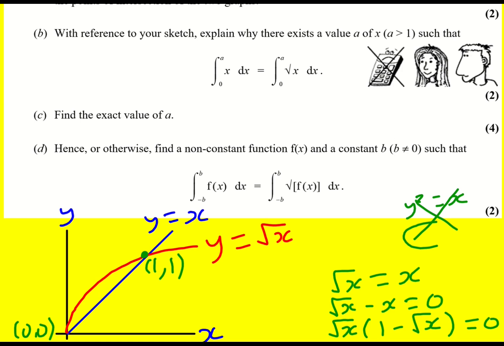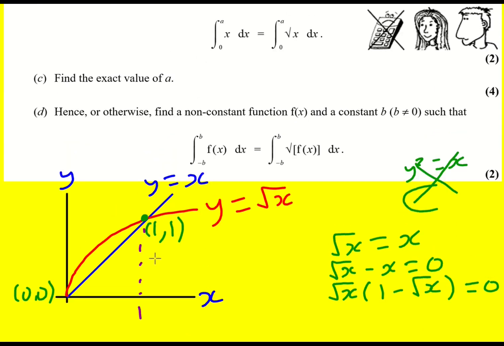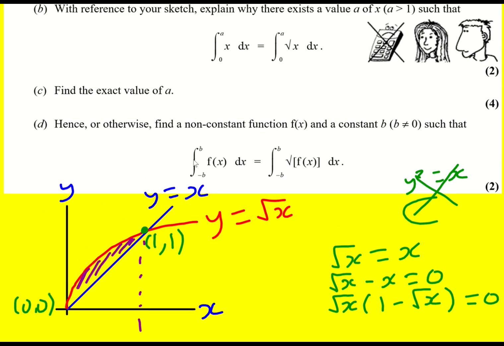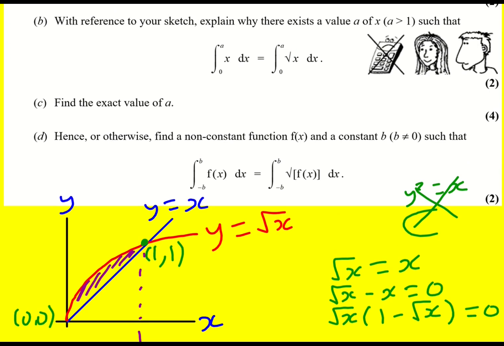We're then asked to look at our sketch, reuse it, and explain why there exists a value of x, a, where a is greater than 1, such that the integral from 0 to a of y equals x, so the area underneath this straight line, is equal to the integral of root x between 0 and a. Now, let's just have a look. What if we use 1 as our starting point? Well, we can see that the root x will have a larger area. The right-hand one will be greater because we get this extra purple region. I'm going to call this region R1.